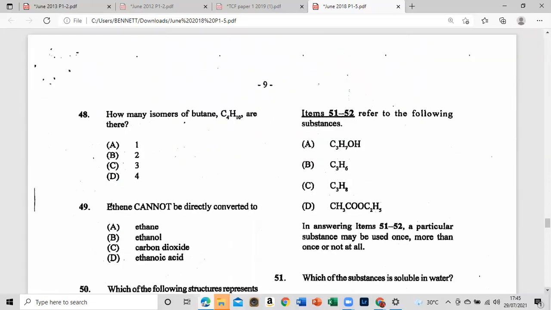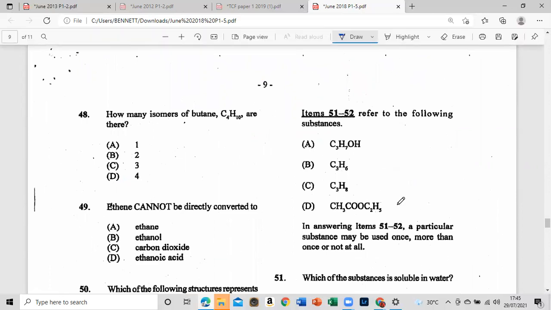48. How many isomers of butane C4H10 are there? And that's 48 is B, and that is 2.